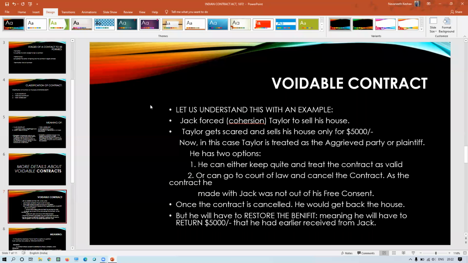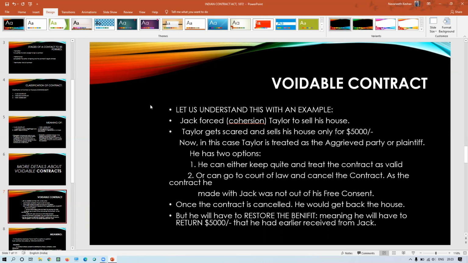Let us quickly jump into voidable contracts. So there is an example here. We are just taking a hypothetical example, taking two names randomly, Jack and Tyler. So Jack is forcing Tyler to sell his house. To use some law words, we are using the word coercion. Coercion means I'm forcing you and you're doing that act not out of your will. So Jack is forcing Tyler to sell his house. Tyler gets scared and sells his house for $5,000.